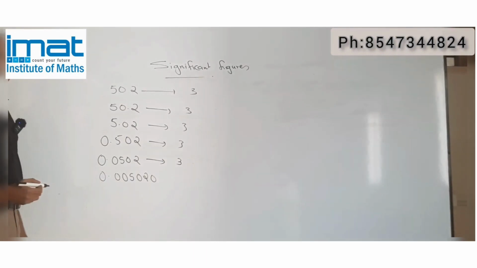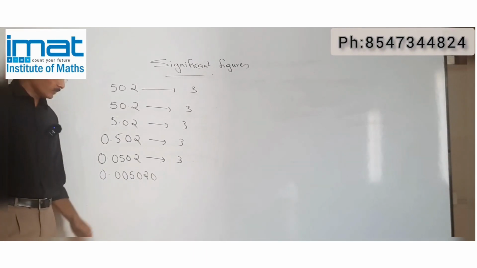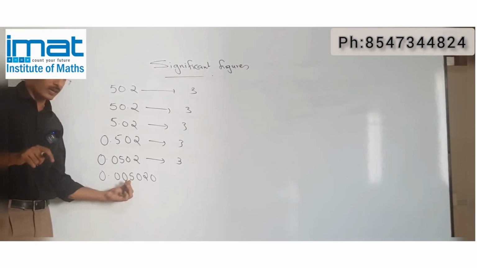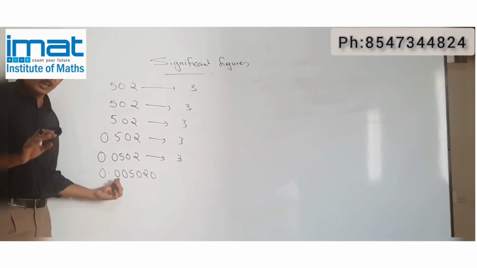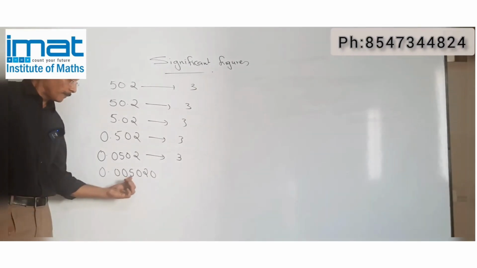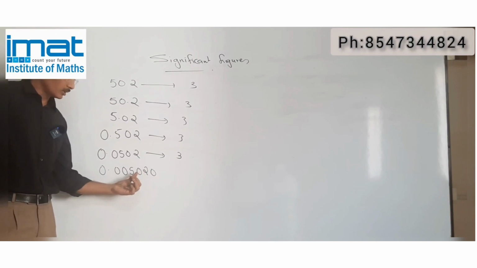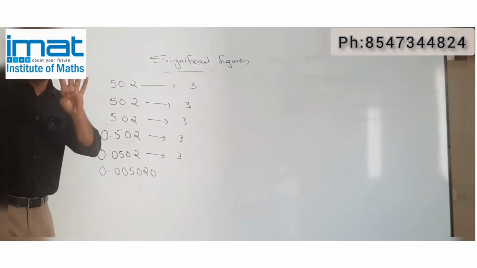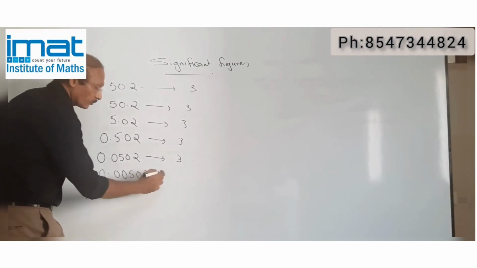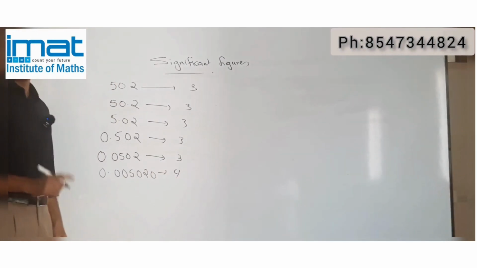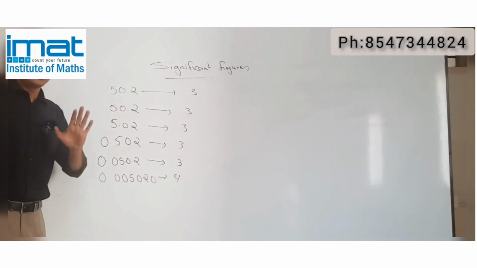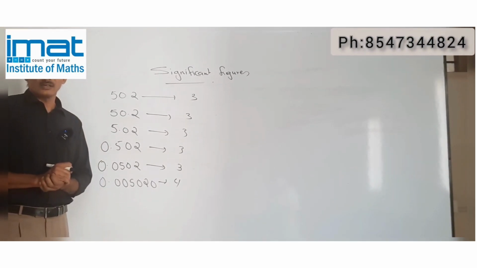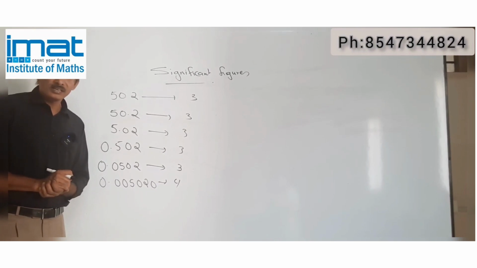Now, my question, 0.0005020. How many significant figures are there? As I said, zeros before the first numeral are not counted. Here the first numeral is 5, the zeros before it are not counted, but the zeros after this will be counted, the 0 also will be counted. So how many significant figures are there? 4. 1, 2, 3, 4, there comes the answer, 4 significant figures. I hope now you got the idea to say the answers up to a fixed number of significant figures. I hope the point is clear to you.